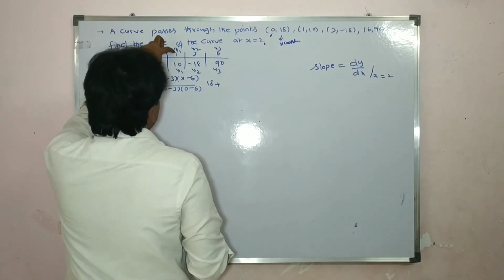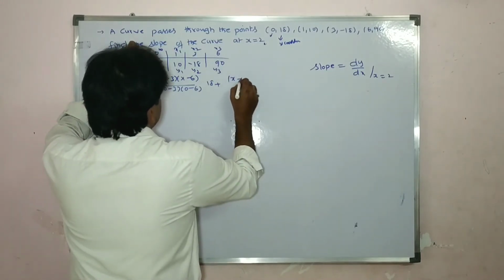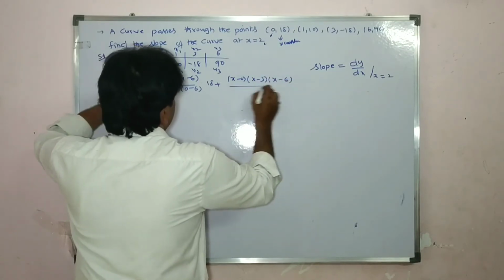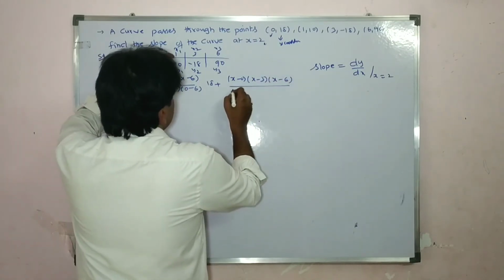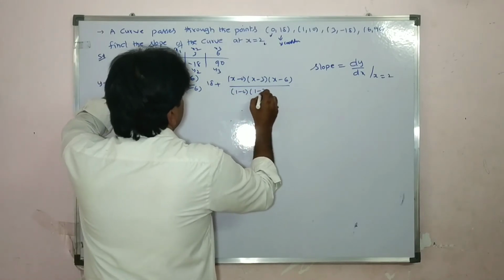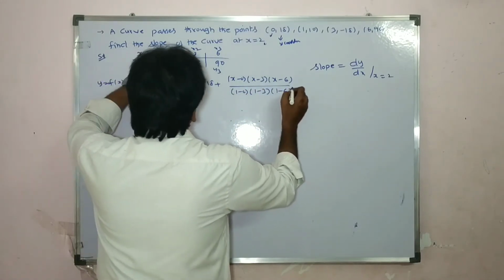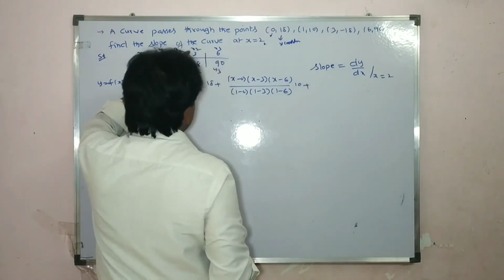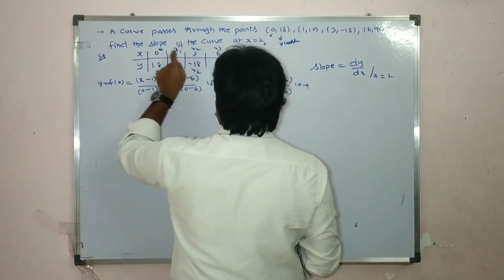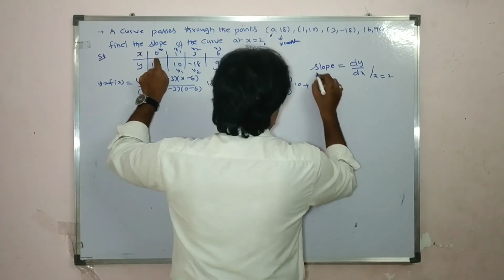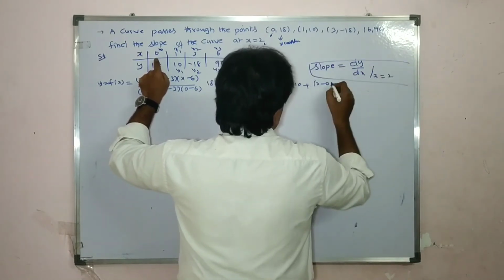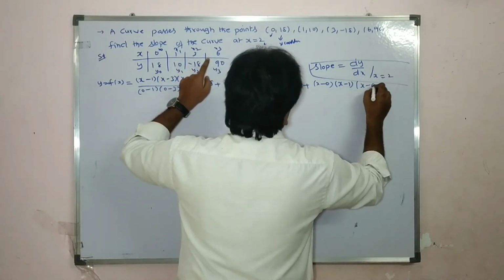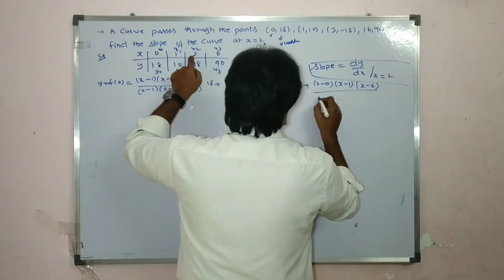Now this time you skip 1, so we get x minus 0, x minus 3, x minus 6, divided by 1 minus 0, 1 minus 3, 1 minus 6, into y1 value 10, plus. This time you skip 3, so x minus 0 and then x minus 1 and then x minus 6, divided by 3 in place of x.